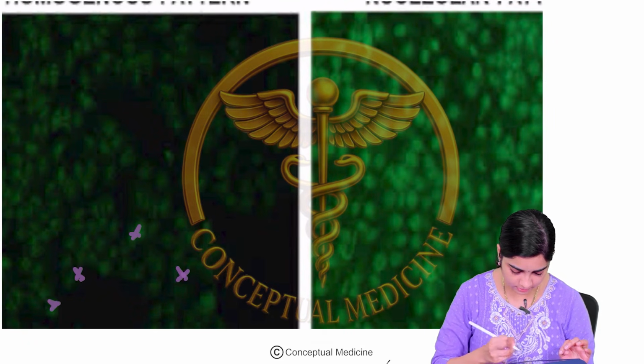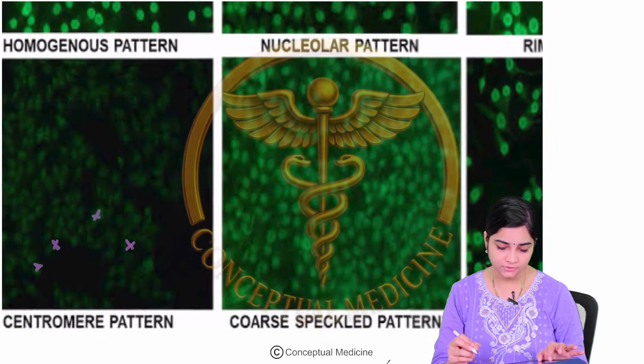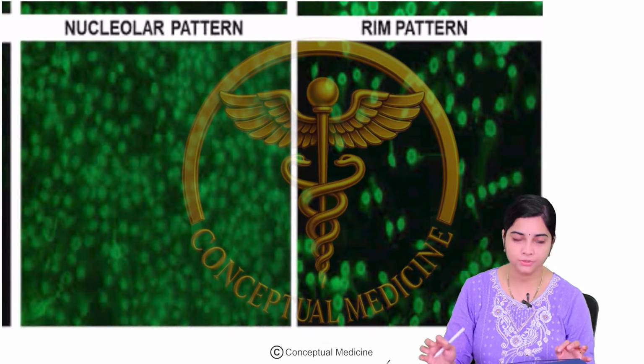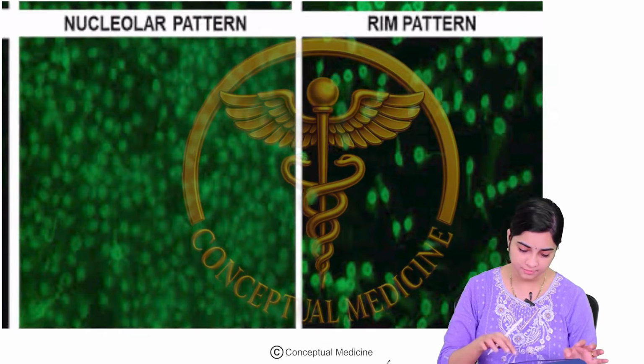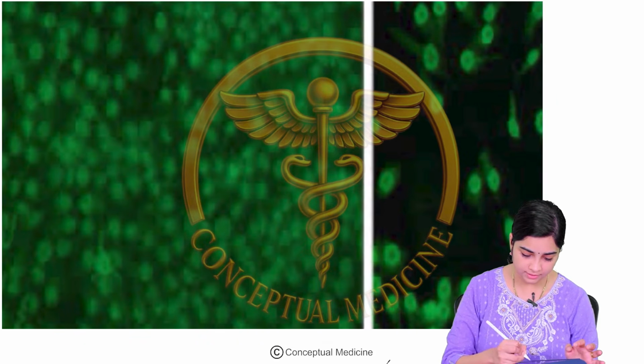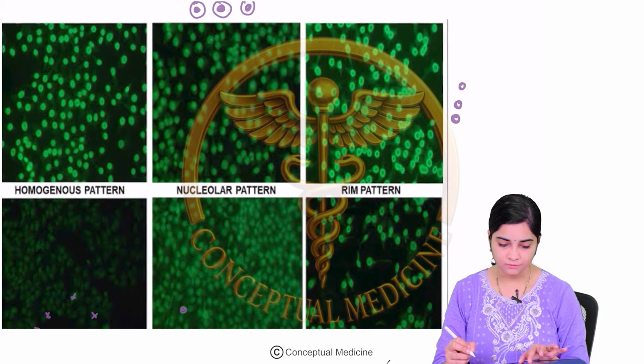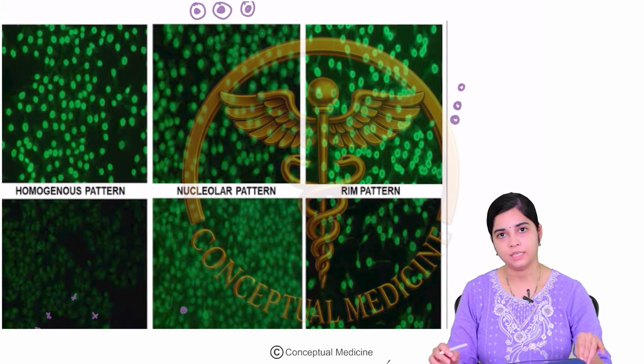Okay, you can see that this way. So this is your centromeric pattern. Under the speckled, it's not very important, but you can have a coarse speckling and a fine speckling. So if you enlarge here, you can see that few dots only are getting highlighted. Okay, so this is how your different patterns of ANA staining appear.